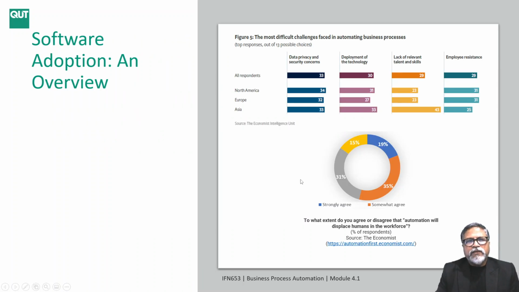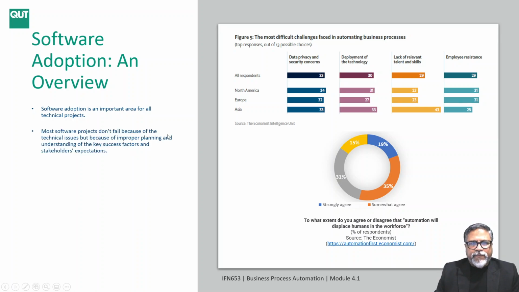Okay, so software adoption. Before we go to automation adoption, we should look at the issues with software adoption. So software adoption is a very important area. It has been the focus of discussion in information system and computer science for a long period of time.